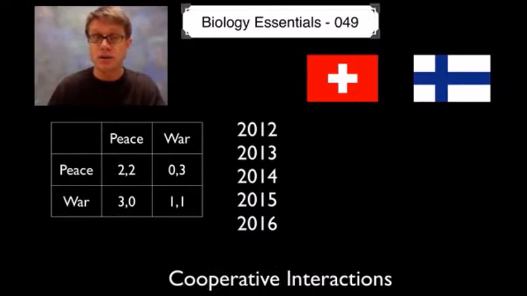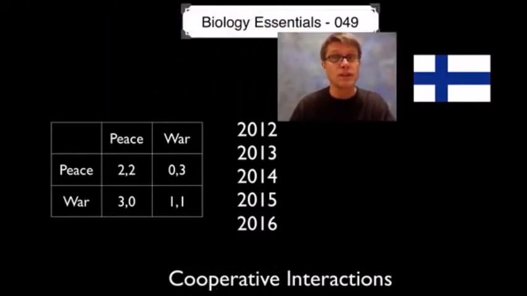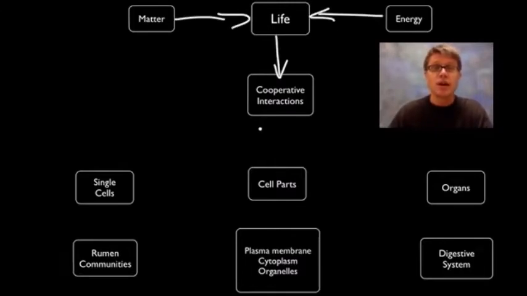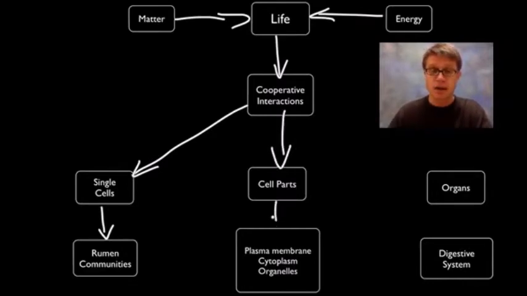And we find that countries that are continually at war are actually not the richest countries truly on our planet. So in this podcast, we're going to talk about life, and how life cooperates to utilize matter and utilize energy. I'm going to talk about this cooperation threefold. First of all, we're going to talk about how single cells cooperate, all the cells that live in the rumen of a cow, for example. We're then going to talk about how cell parts cooperate, how the plasma membrane works with the cytoplasm and other organelles. And then finally, we're going to finish with the larger level, how organs cooperate. An example we'll talk about is the digestive system.